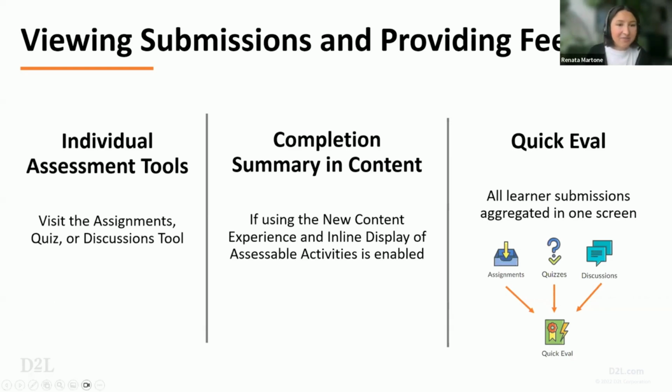The next option is if you're using the inline display of accessible activities. This is something that's turned on via a configuration variable, and it's something that's available in the new content experience. Then you can actually look at the completion summary within the content area and jump into the evaluation experience from there. And I'll show you what this looks like in a moment. And then finally, our focus for today is going to be actually using the Quick Eval tool, which is truly a one-stop shop for instructors to see learner submissions across all 3 core assessment tools.